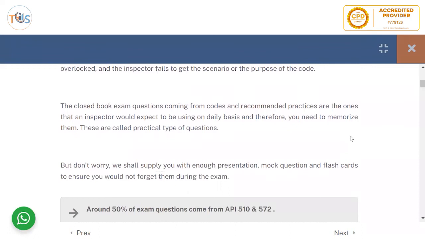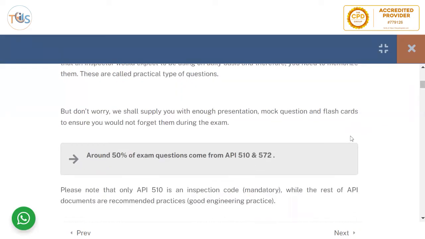The closed book part of the exam question comes from codes and recommended practice that inspectors are expected to know on a daily basis and use on a routine basis. So you should be able to answer these questions from the top of your head without referring to codes and recommended practice. These are called practical type of question or awareness type of question. Don't worry, we shall supply you with enough presentations, more questions, lots of flashcards and pictorials, so you don't forget them during the exam.